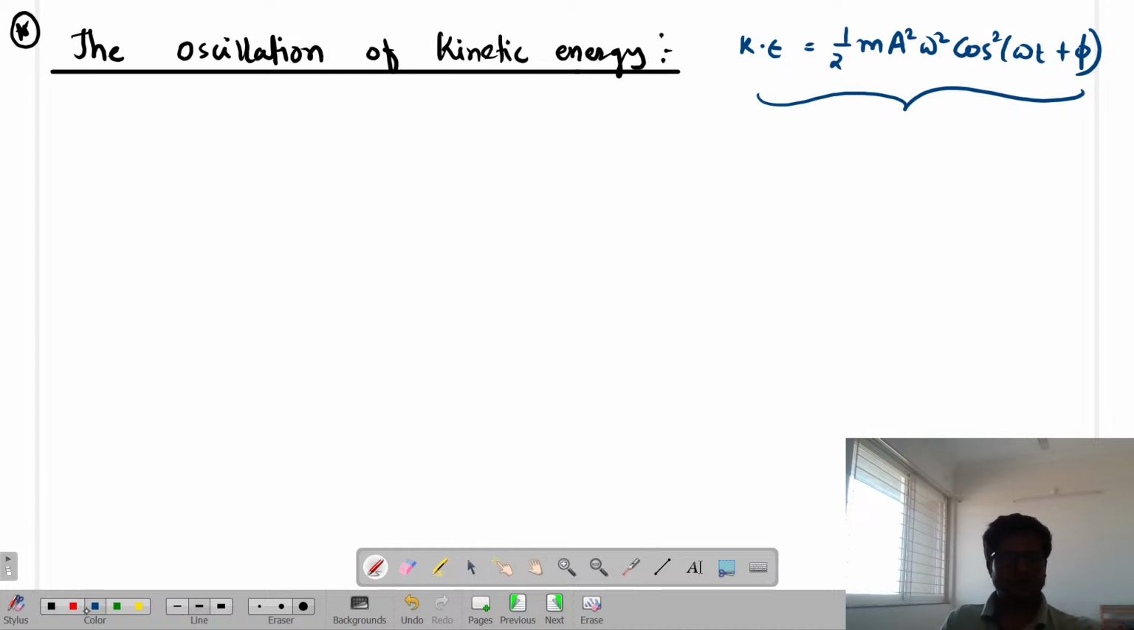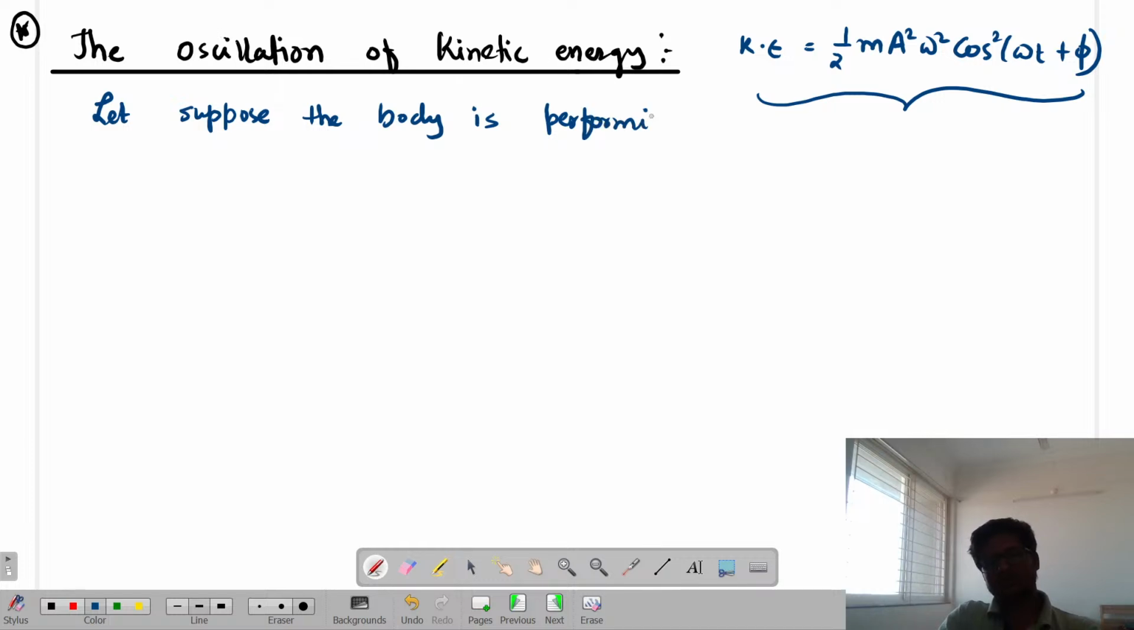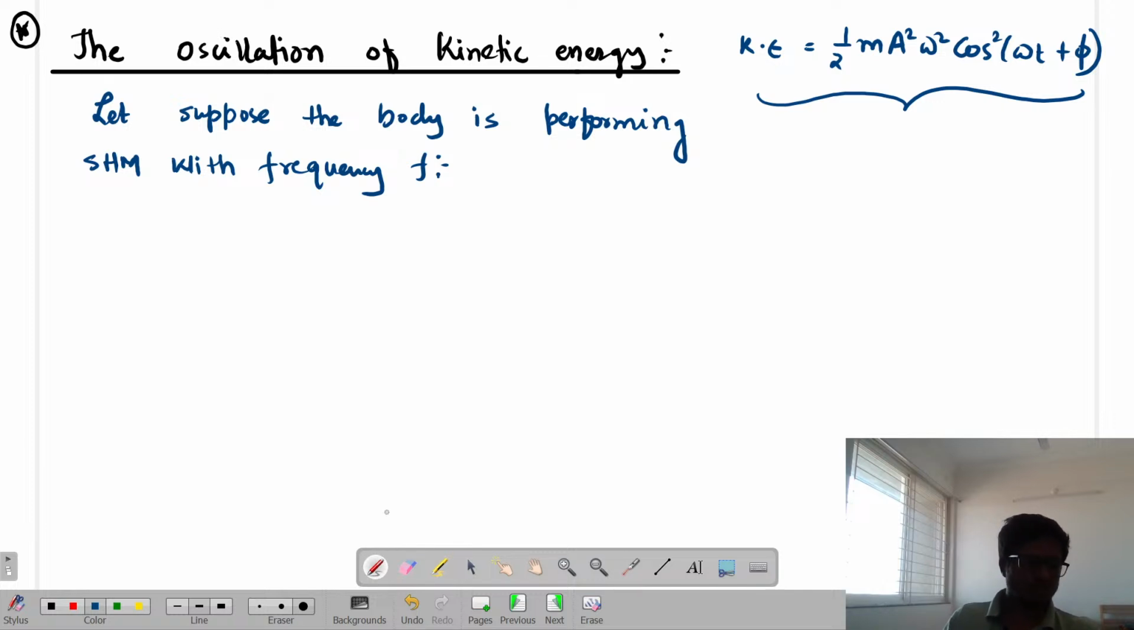Listen carefully. Let's suppose, let us start this: the body is performing SHM with frequency F. Let's suppose the body is performing an SHM with frequency how much? F. Okay.